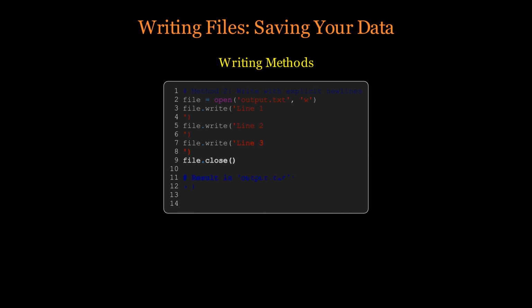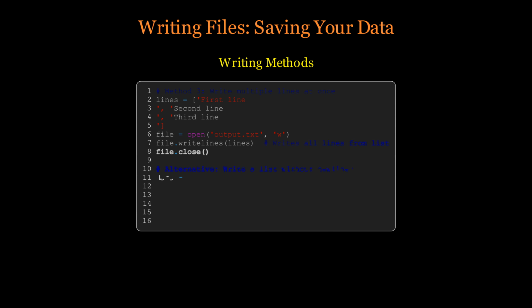Adding newline characters creates separate lines. The \n character represents a line break. This is how you create properly formatted text files with multiple lines. Each write call adds to the file sequentially.